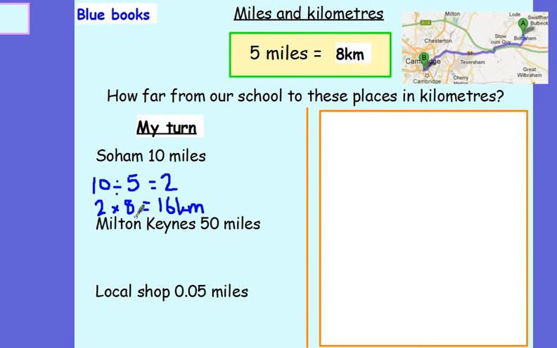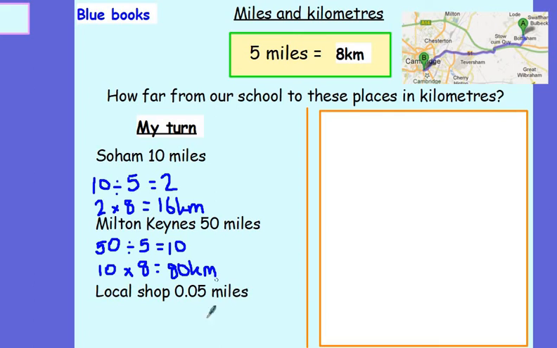In the same way for the second one, I'm going to do 50. I'm going to start by dividing it by 5, which gives me 10. Dividing it by the number of miles, and then multiplying it by the number of kilometres in my conversion. 10 times 8 gives me 80 kilometres.